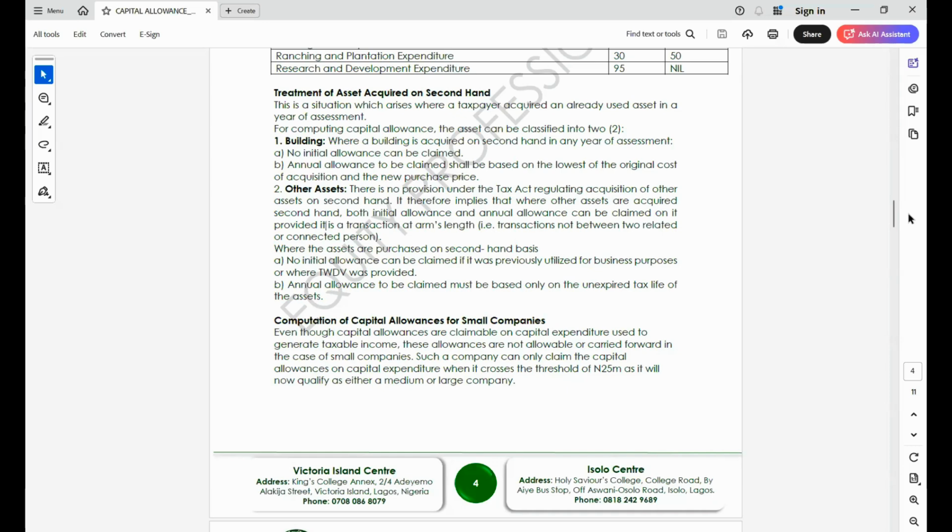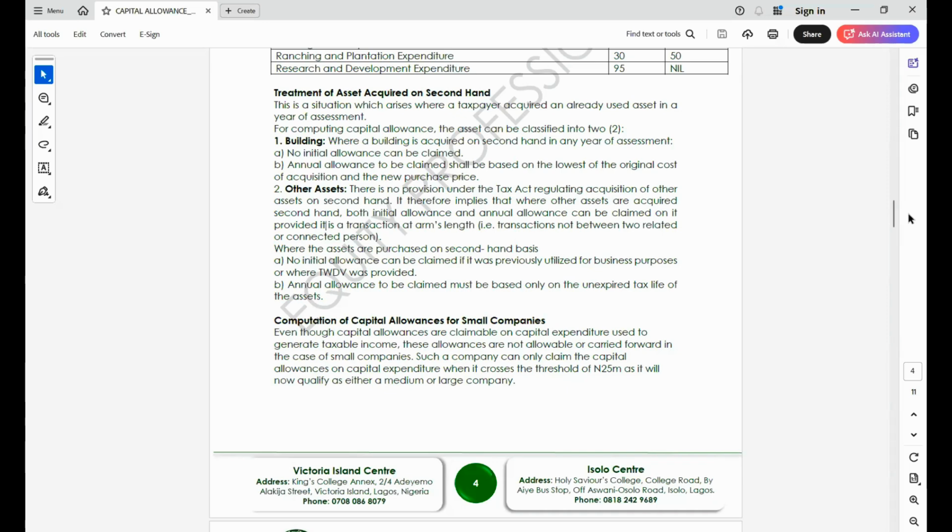So when you move from small to medium, you are going to start claiming your capital allowance on the expired useful life of that asset. The capital allowance will be claimable on the expired useful life of that asset. But basically, for a small company, during the period that they are small, they are not going to claim.